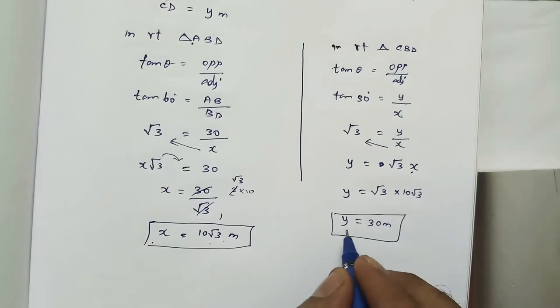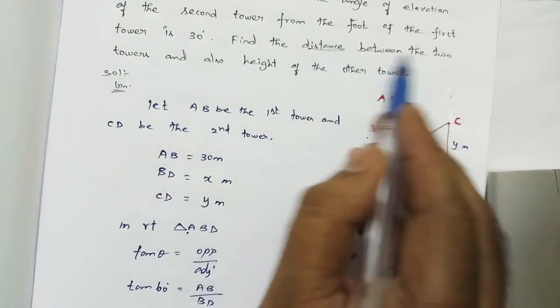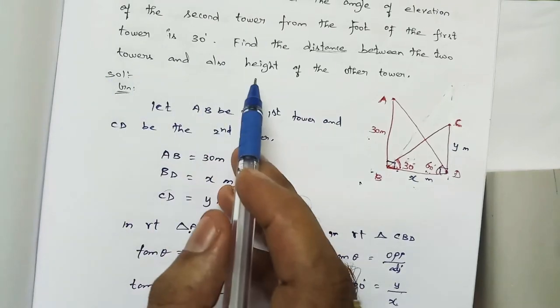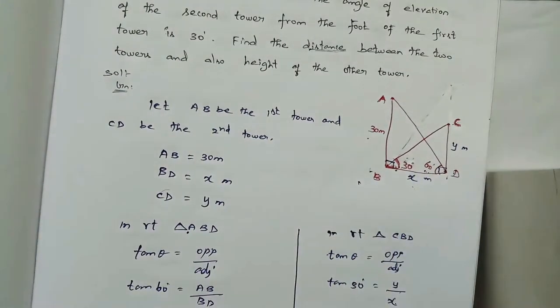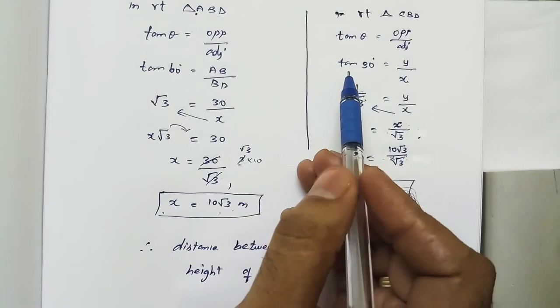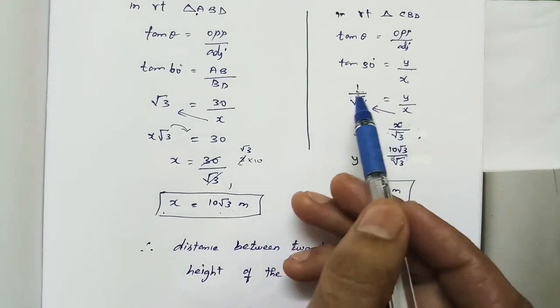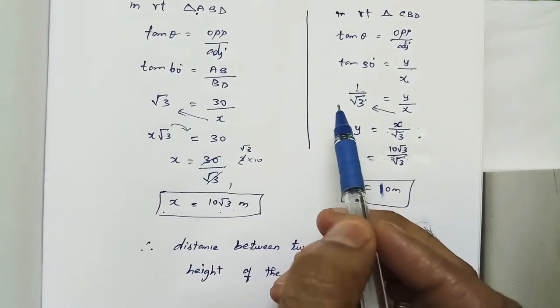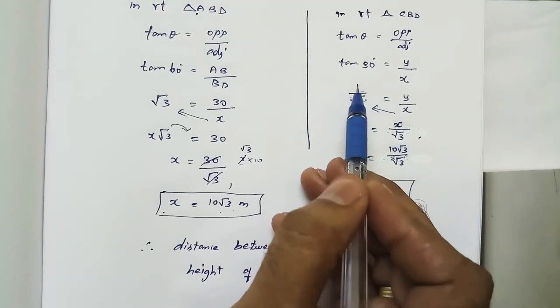Now what are the things we want to find? We want to find the distance between the two towers, and at the same time the height of the tower also. So distance is nothing but x and height is nothing but y. Therefore, a small correction. Actually, what is the value of tan 30 degree? 1 by root 3. But I have substituted the tan 60 value, root 3. Sorry for my mistake. Tan 30 degree is nothing but 1 by root 3, right?